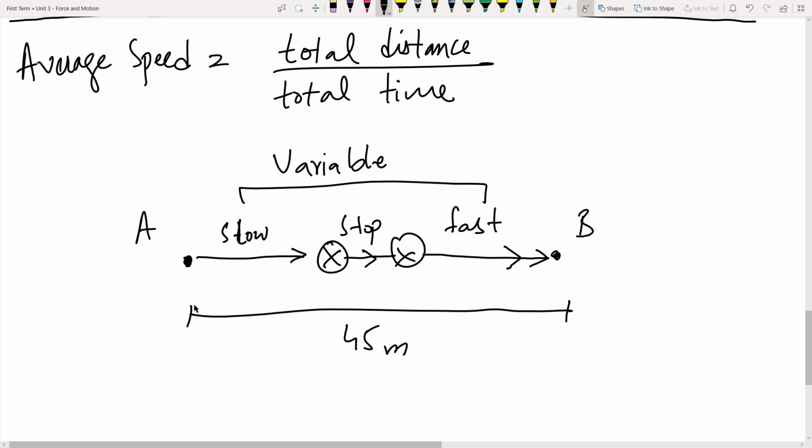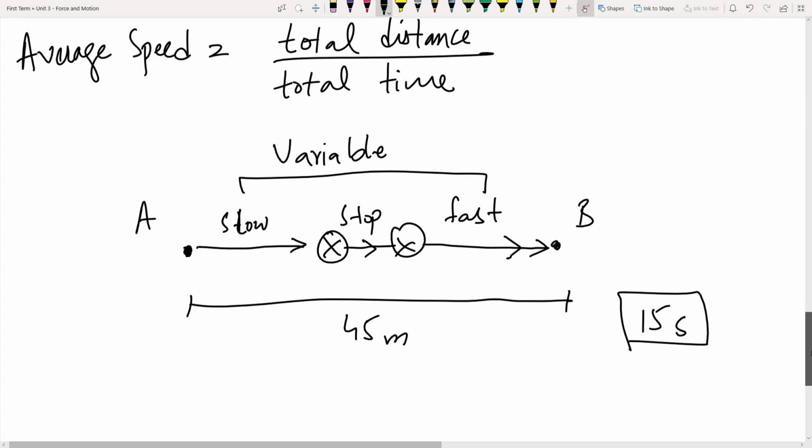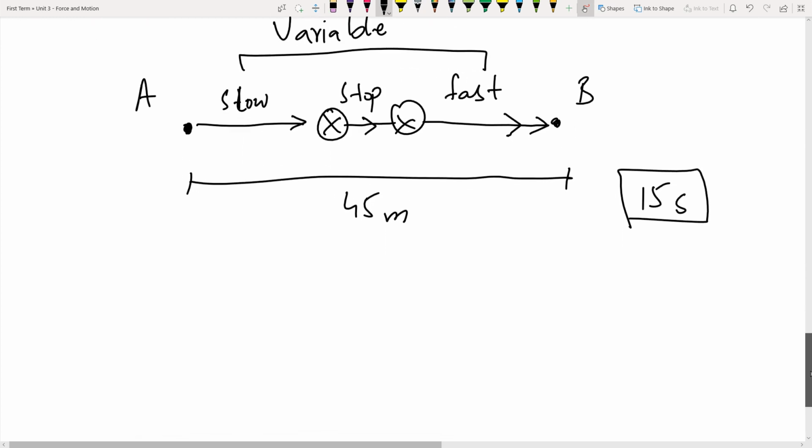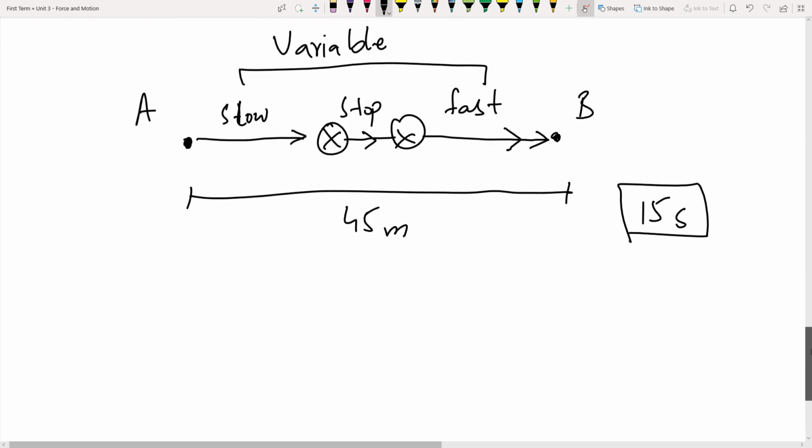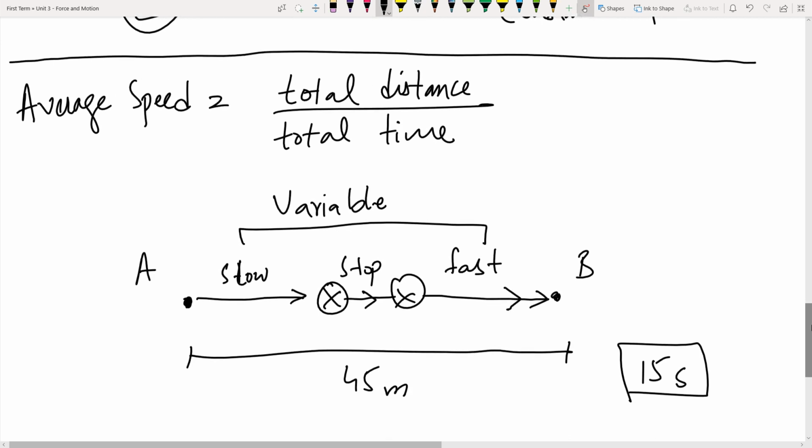I just told you that I covered 45 meters in, let's just say, 15 seconds again, right? This time around, I walked in a very unequal manner, right? So we're not sure. So we are going to call this average speed. When we don't know whether it's constant motion or purely variable motion, if we do not have the values for variable motion, we're simply just going to work out average speed.